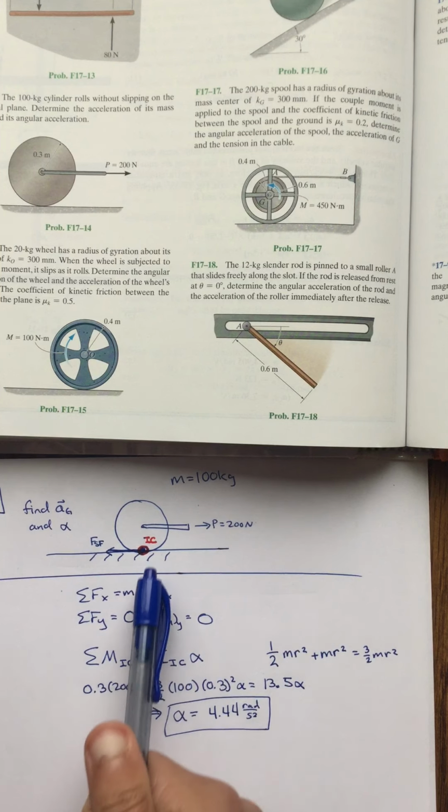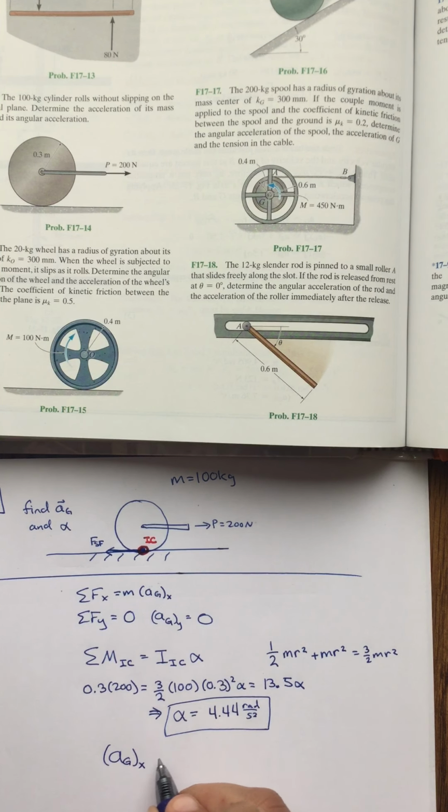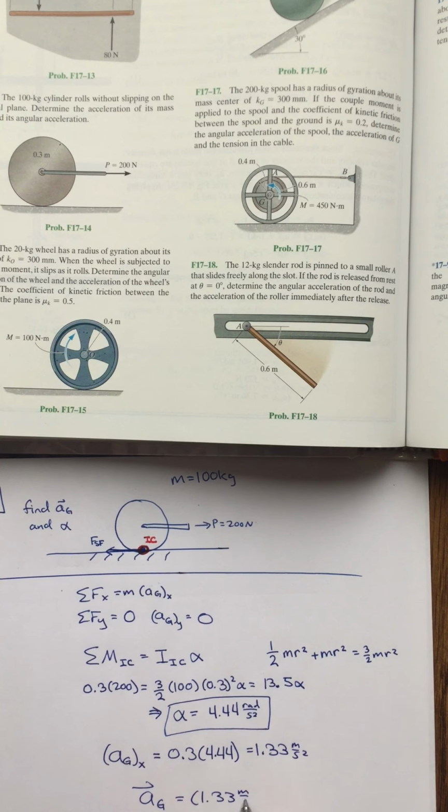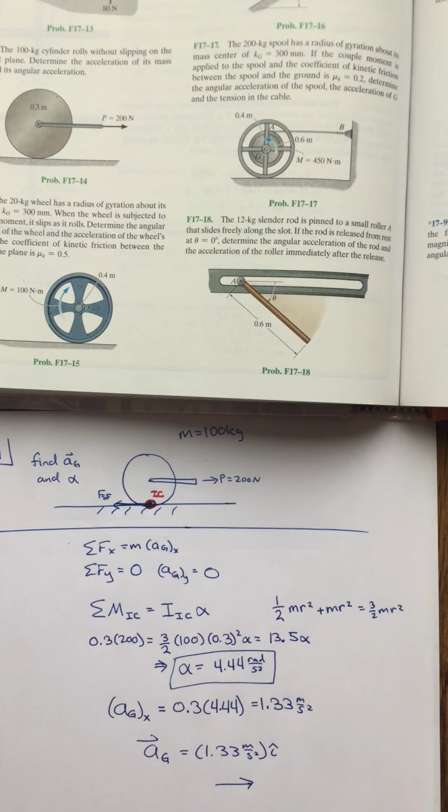So what we have to do here to find the x component of the acceleration of the mass center is to recognize that if the cylinder is rolling without slipping, then the acceleration is equal to the radius times the angular acceleration. The radius is 0.3, the angular acceleration is 4.44, so that gives me 1.33 meters per second squared, and the y component of that vector is 0, so you can just say that's 1.33 meters per second squared in the i-hat direction, or you can just say it's going to the left. So that concludes fundamental problem 14.